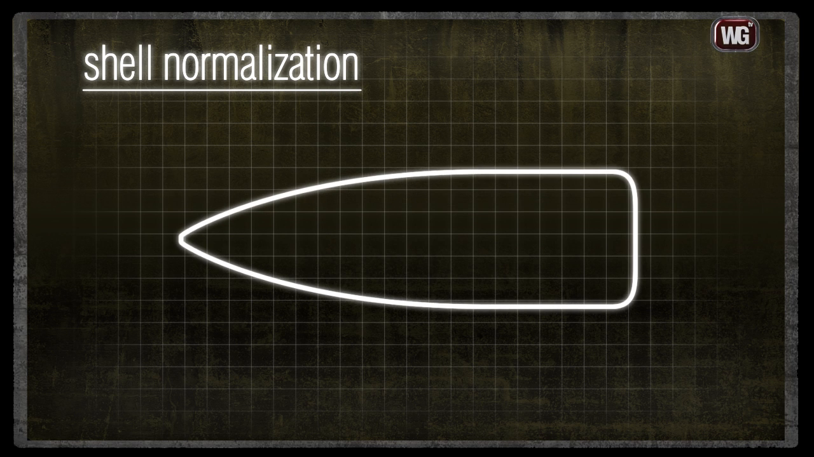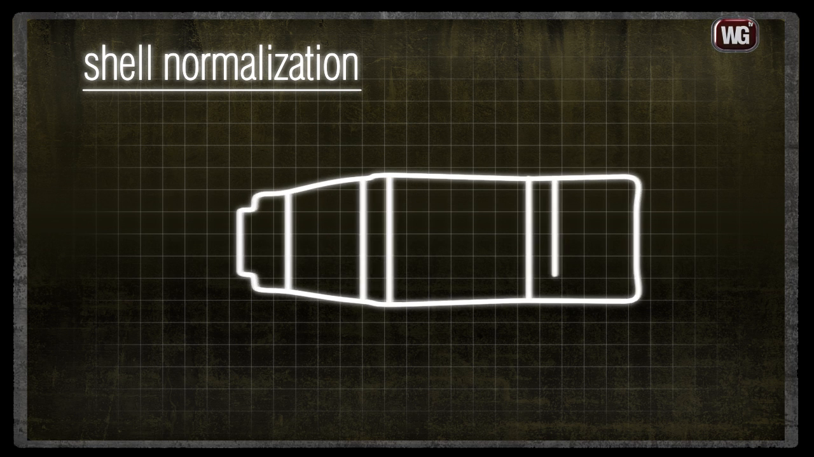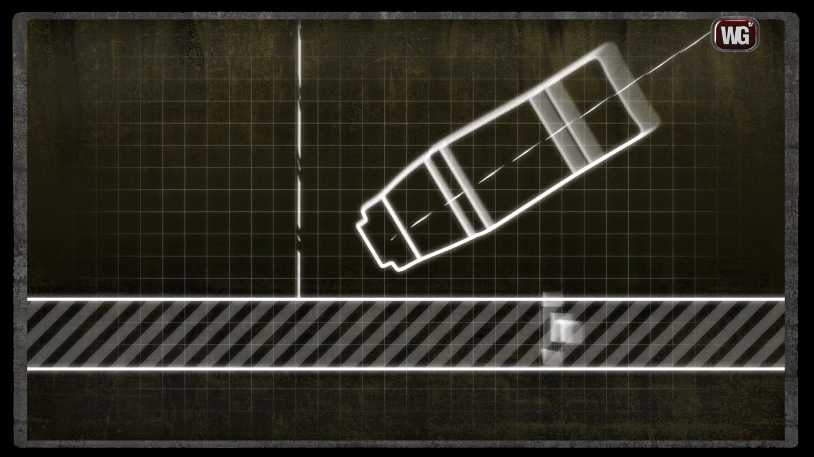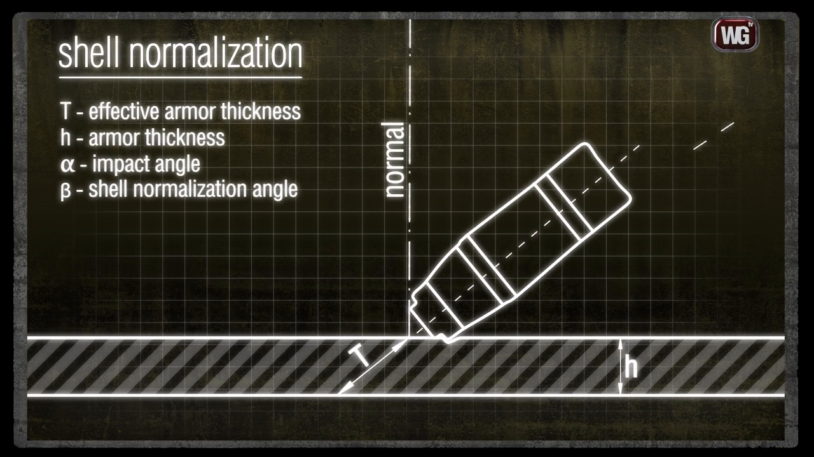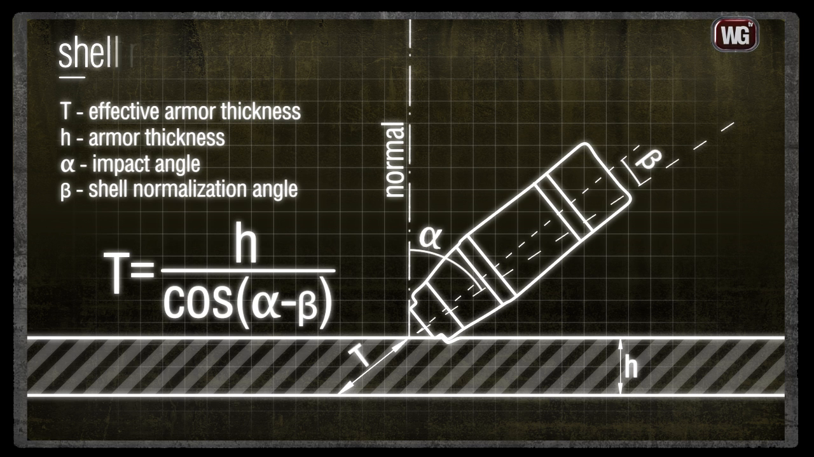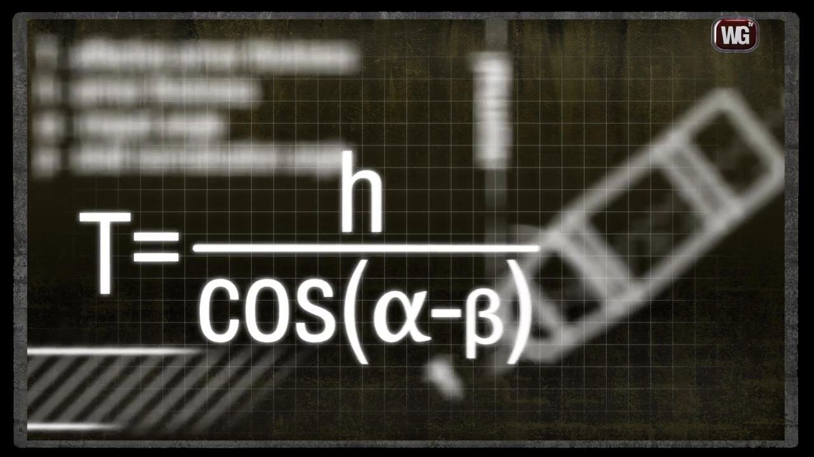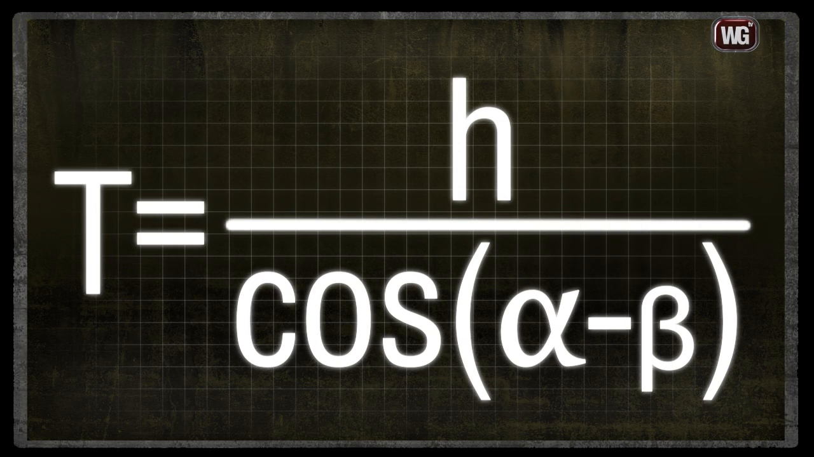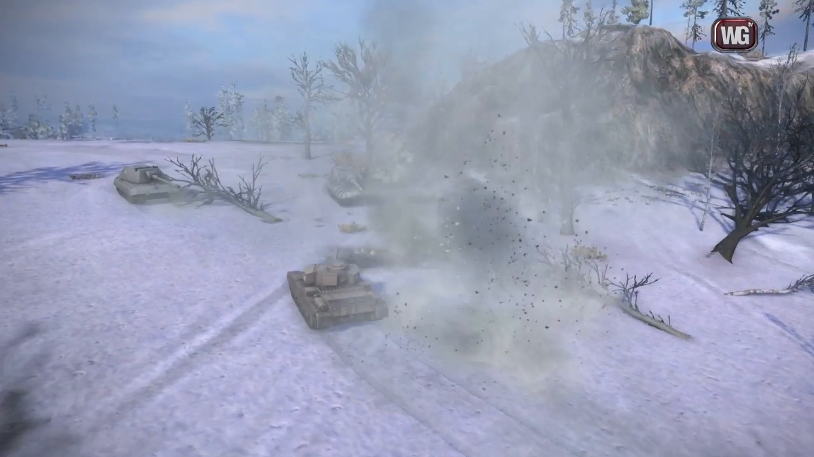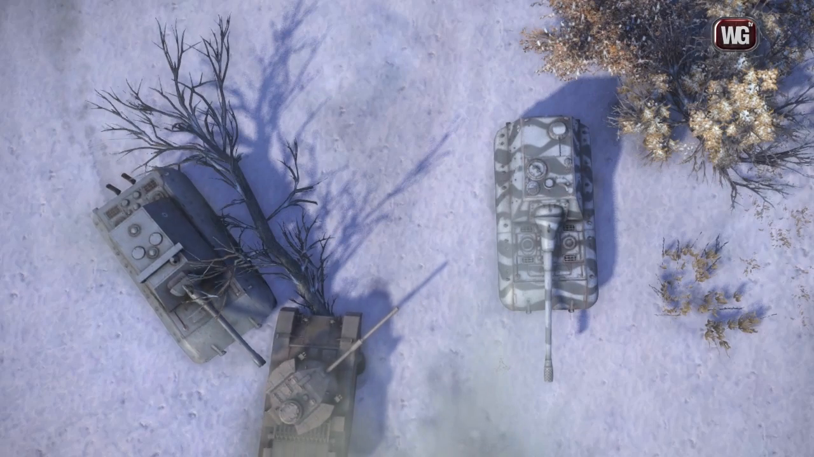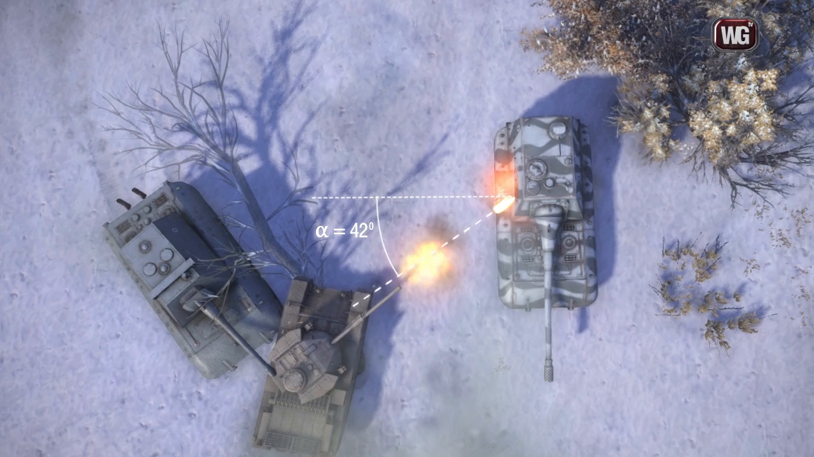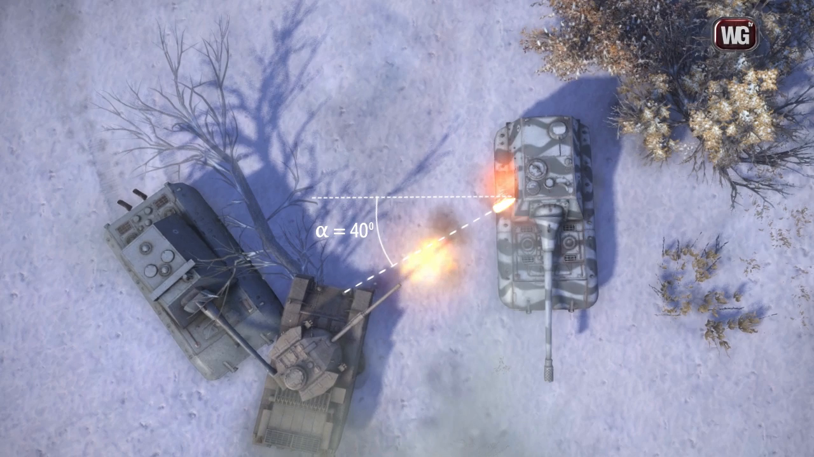That's why tank engineers take this into consideration and design their shells so that they tend to decrease impact angle and bring it closer to 0 degrees at the moment of hitting the armor. This effect is called shell normalization and is around 4 to 5 degrees in World of Tanks, starting with the 0.80 update. This means we can adjust our effective armor thickness formula to take into consideration the normalization angle. If your shell hits the enemy armor at an impact angle of 45 degrees, the final impact angle after normalization will be 40 degrees, which will make the whole penetration process slightly easier.